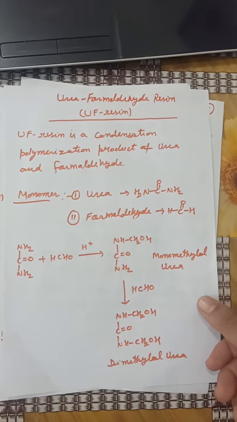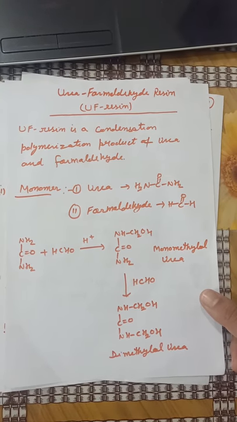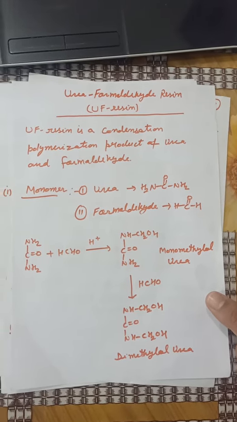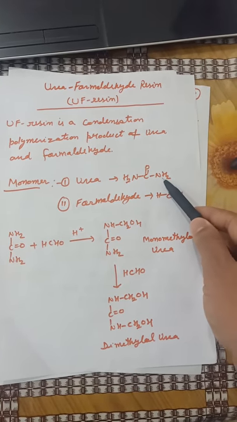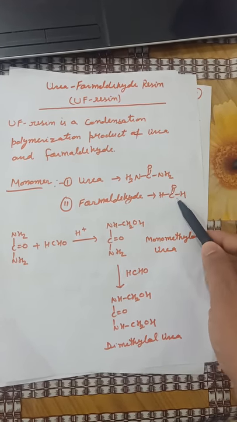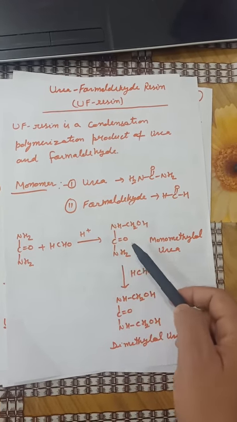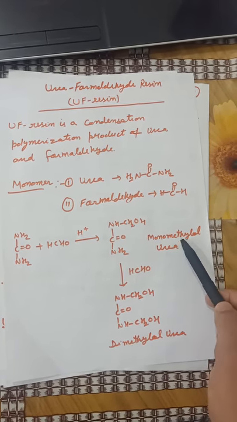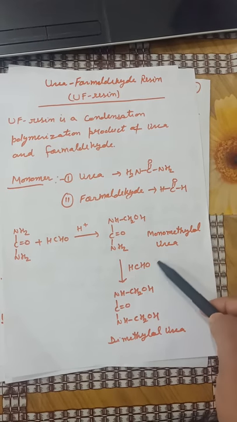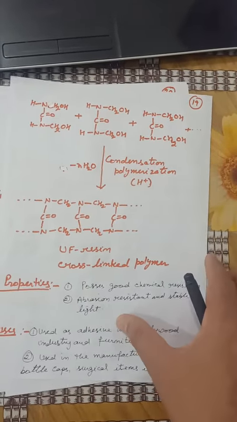The next polymer that we have to study is urea formaldehyde resin, also called UF resin. It is also an example of condensation polymerization. The monomers for this are urea, this is the structure of urea, and formaldehyde. When urea is treated with formaldehyde in presence of acid, first it forms this type of compound which is known as monomethylol urea. This monomethylol urea on further treatment with formaldehyde gives dimethylol urea, and this dimethylol urea then acts as a monomer for urea formaldehyde resin.